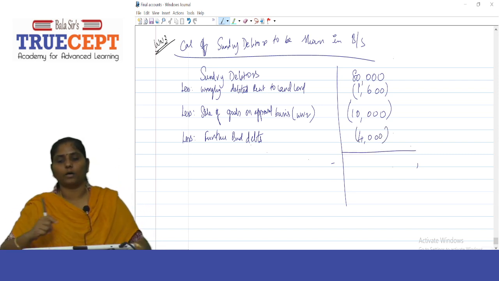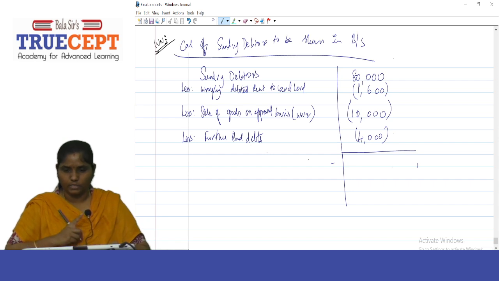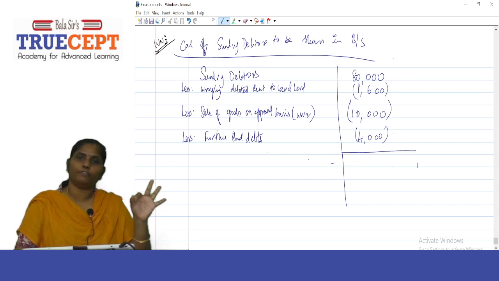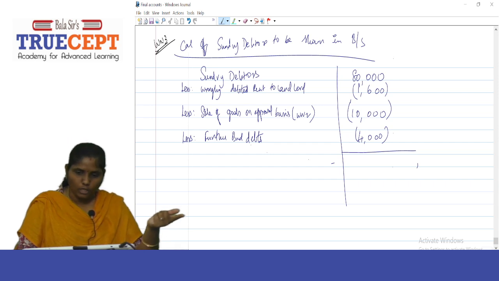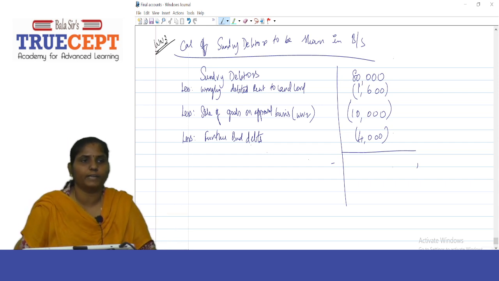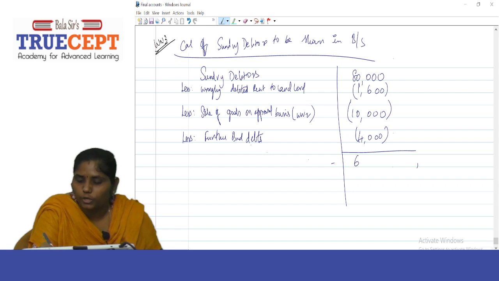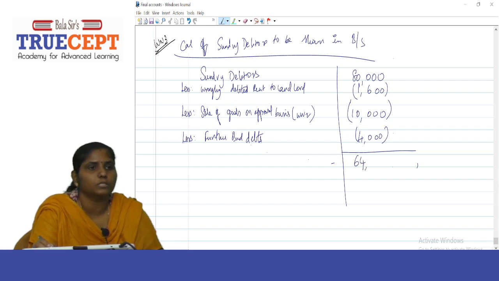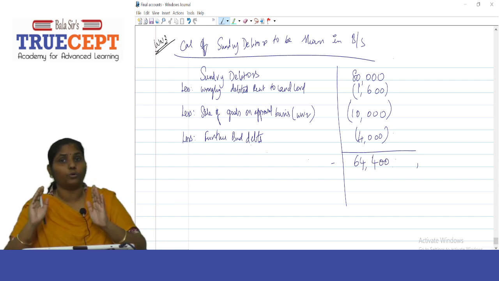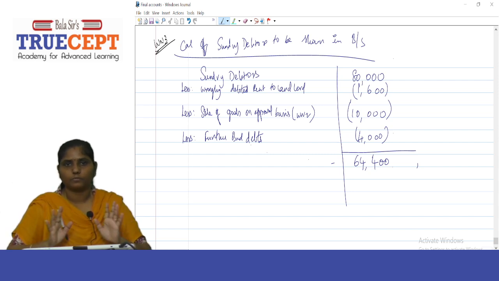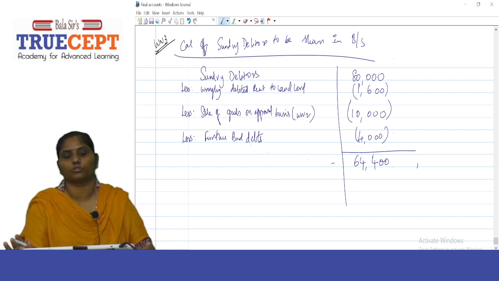Tell me, 80,000 is the debtors value given in the trial balance. From that I have to remove 3 figures: rent wrongly debited 1,600, sale on approval basis 10,000, and further bad debts 4,000. If you remove all 3, how much is the value of debtors? 64,400. Actually, you are supposed to receive only 64,400. Okay, not more than 64,400.